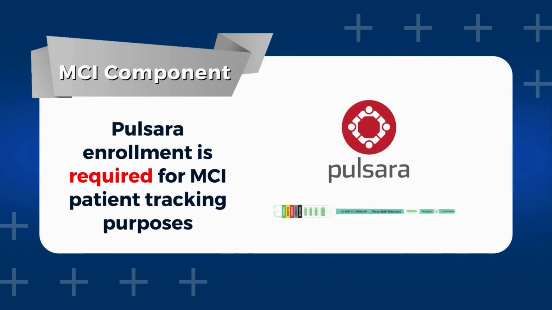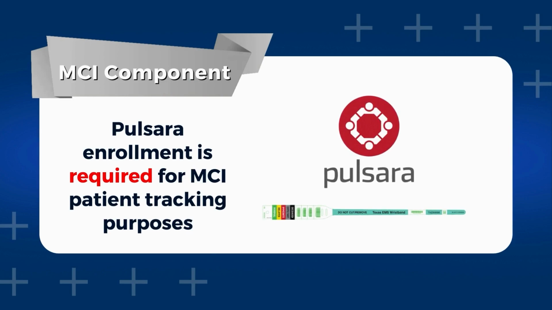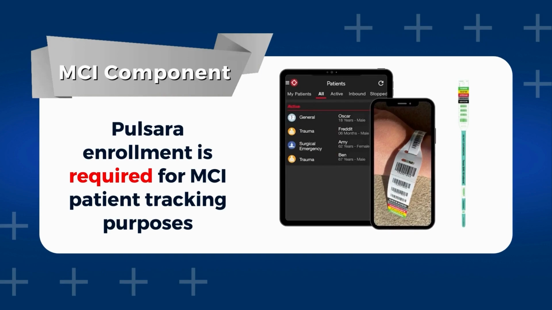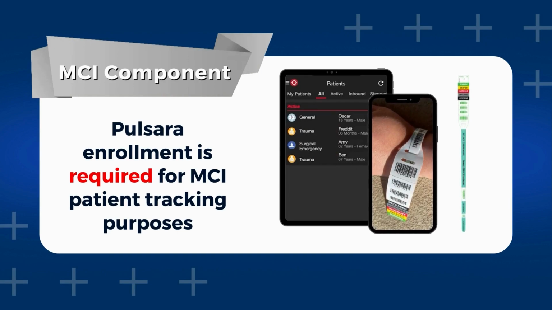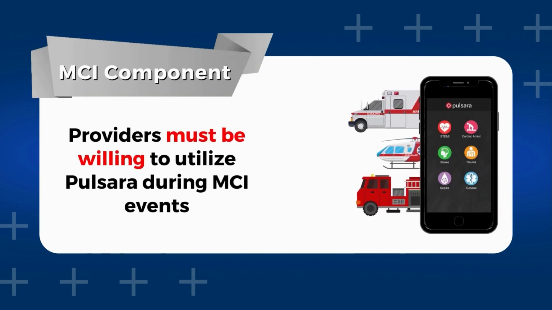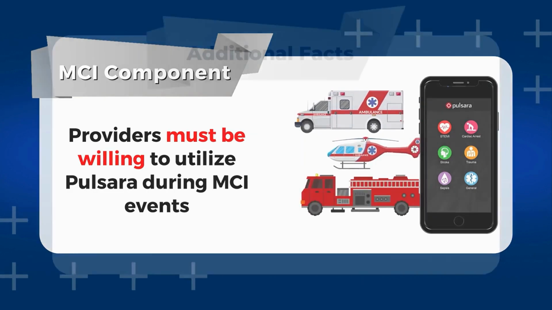The project also requires EMS agencies and hospitals to be enrolled in Pulsera, a digital communication tool, as this is essential for the MCI patient tracking component, as well as the Texas EMS triage wristbands. This platform facilitates real-time information exchange and collaboration during MCI events, improving communication and coordination among healthcare providers. As such, providers must be willing to utilize Pulsera during these MCI events.